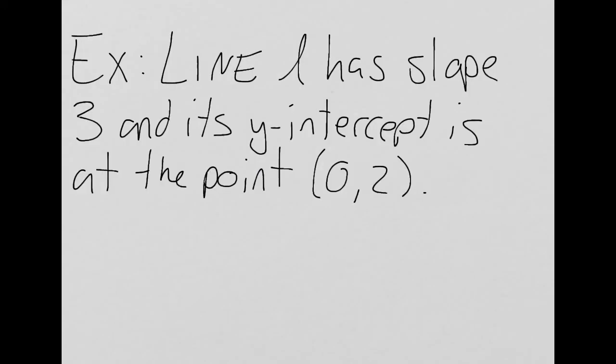So let's take a look at an example of how we would write an equation in slope-intercept form. So here we're given that line L has the slope 3 and its y-intercept is at the point 0, 2. So I'm going to go through and label the information that I'm given here. So my slope is 3, so this is m. And the y-intercept is at the point 0, 2. And if you remember, the y-intercept is in the form 0, b. My y-intercept that I'm looking for in the equation is b. So that means b is going to be 2. This is b.